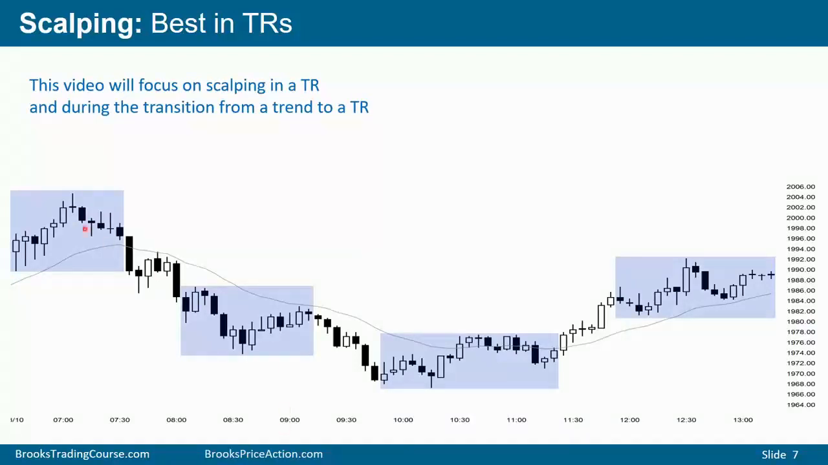In this video, I'm not going to be talking so much about the trends. I'm going to be talking about the trading ranges and scalping within those ranges and during the transitions from a trend to a trading range.